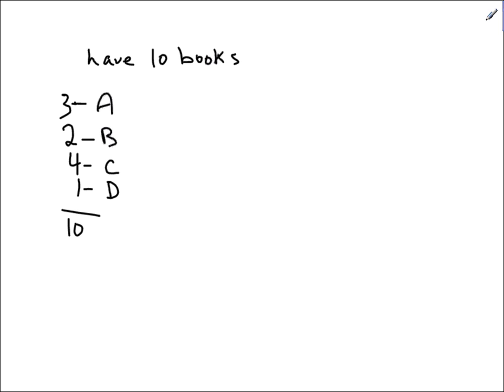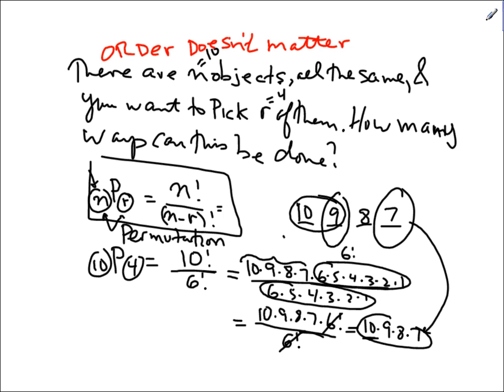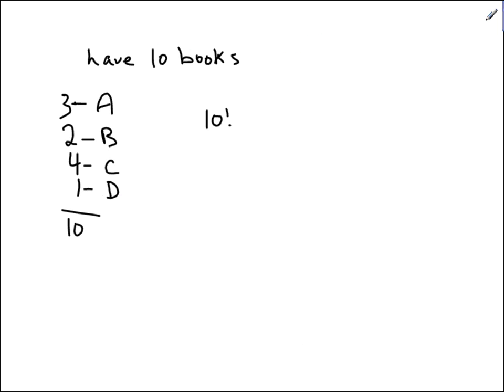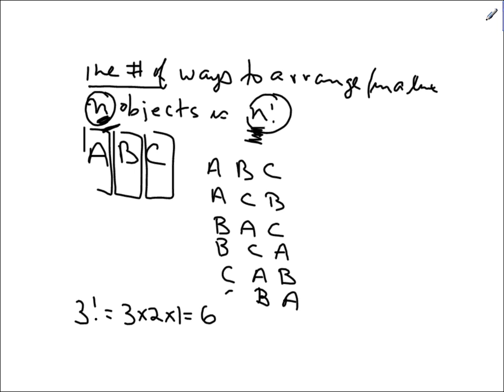Now, normally, if they were different books, the answer would just be 10 factorial. How many different ways can you arrange n objects? n factorial ways. The number of ways to arrange in a line n objects is n factorial. We actually talked about books. Let's see if it's still there. Books A, B, and C. I wrote down the 6 different ways of putting them in order, putting them in the bookcase.